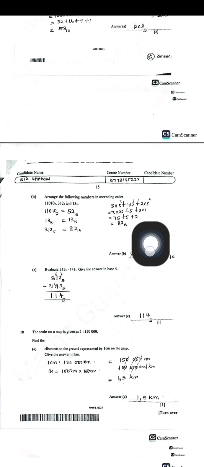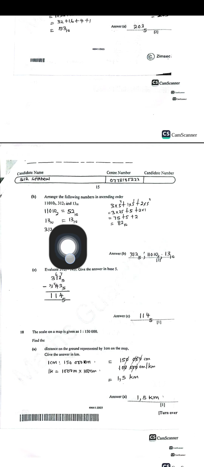So for us to make it clear which number is bigger than the other, we are asked to arrange the numbers in ascending order. At some point I managed to write them in descending order instead of ascending order, so very sorry. I'll explain what you're supposed to do. To find the smallest value, you convert this number to base 10, and this one to base 10. This one is already base 10. So let's convert 11010 base 2 to a number in base 10.